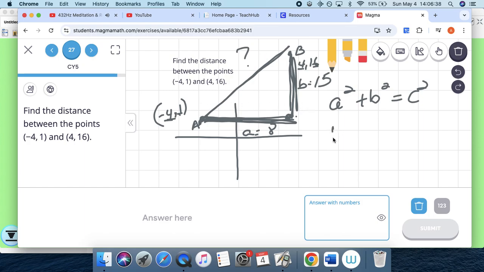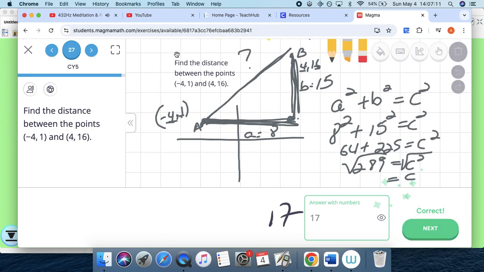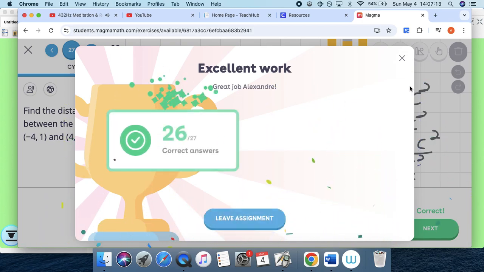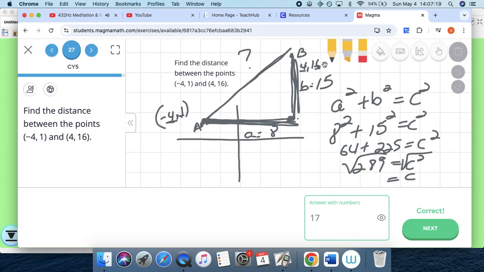Put the visual there. So we get 8 squared plus 15 squared equals c squared. That's 64 plus 225 equals c squared, which gets us 289 equals c squared. Take the square root of both sides, and c equals 17. Okay, so C, our hypotenuse, is 17. That's it. Sorry, that's it. That's what you want to hear, but that's it.